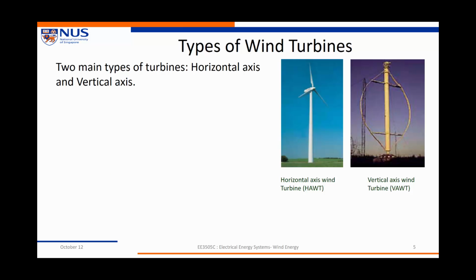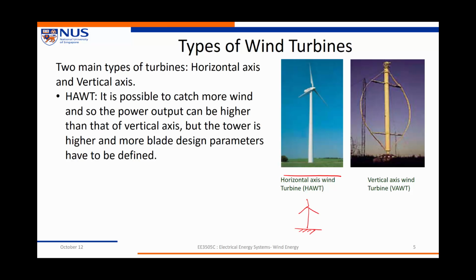Let's have a look at wind turbines now. There are two major types of wind turbines. One is called a horizontal axis wind turbine, which I think you would be more familiar with. In a horizontal axis wind turbine, it is possible to catch more wind, and so the power output can be much higher than that of a vertical axis. But for that to happen, the tower has to be much higher and more design parameters for the blades have to be considered. Why is that so?